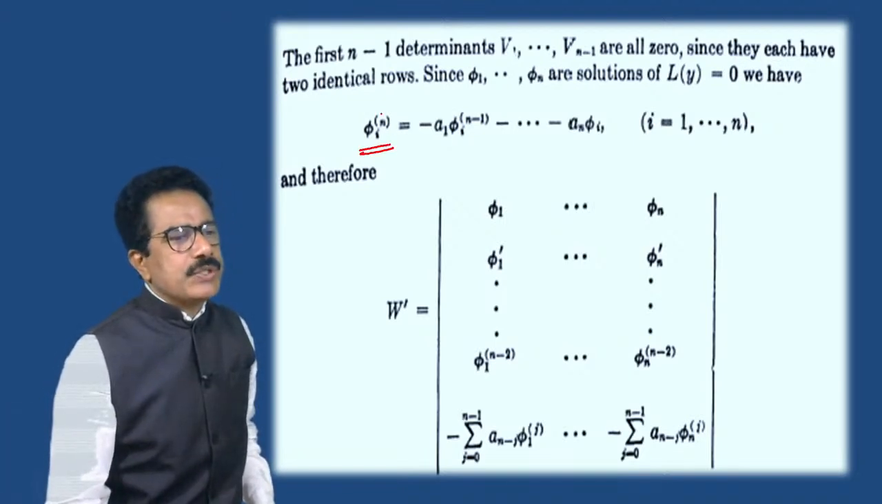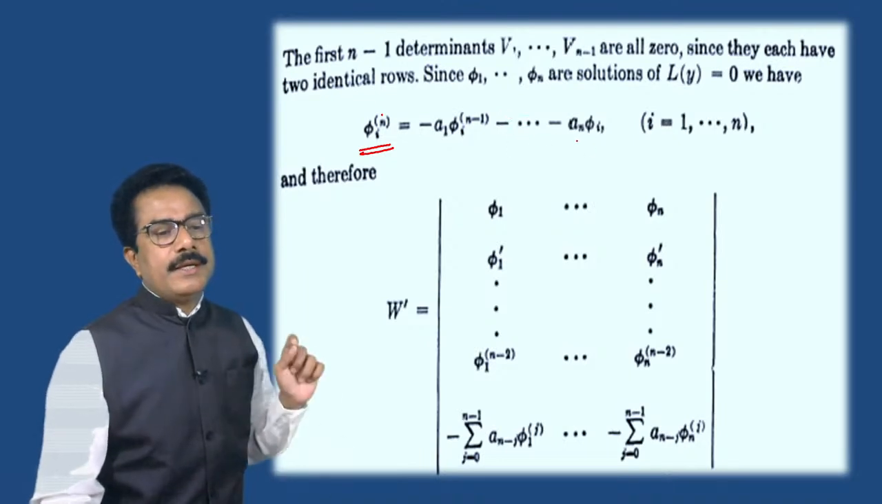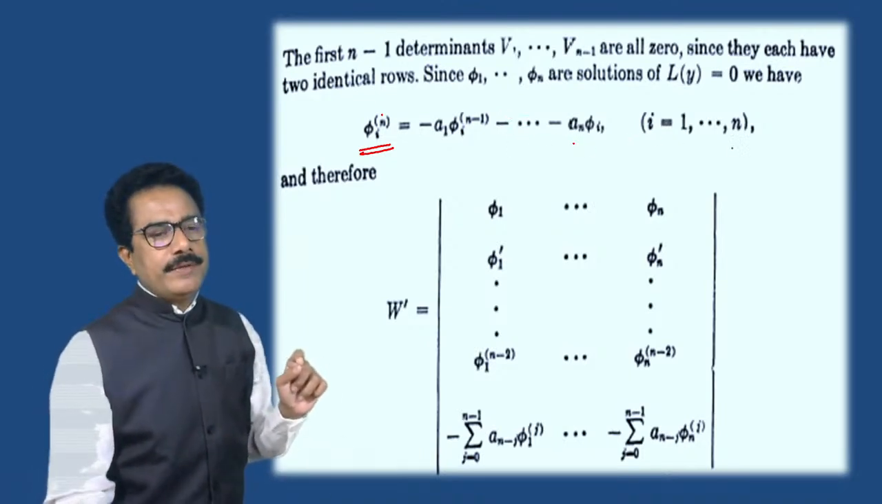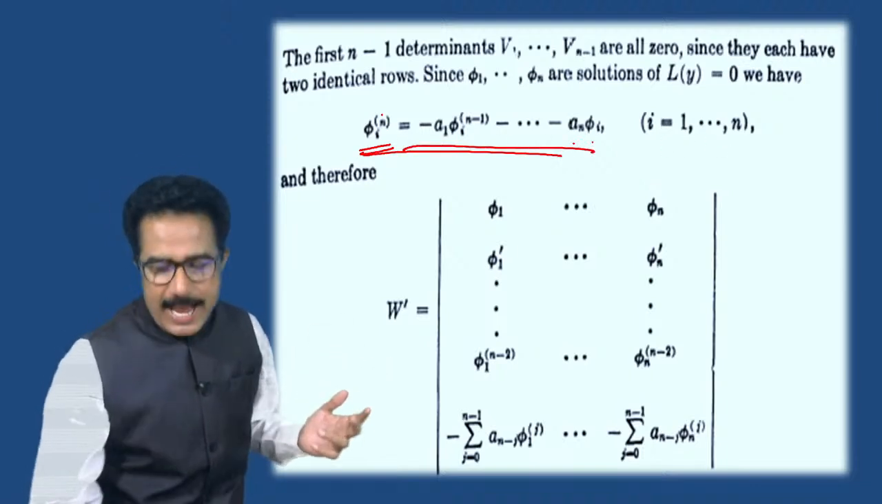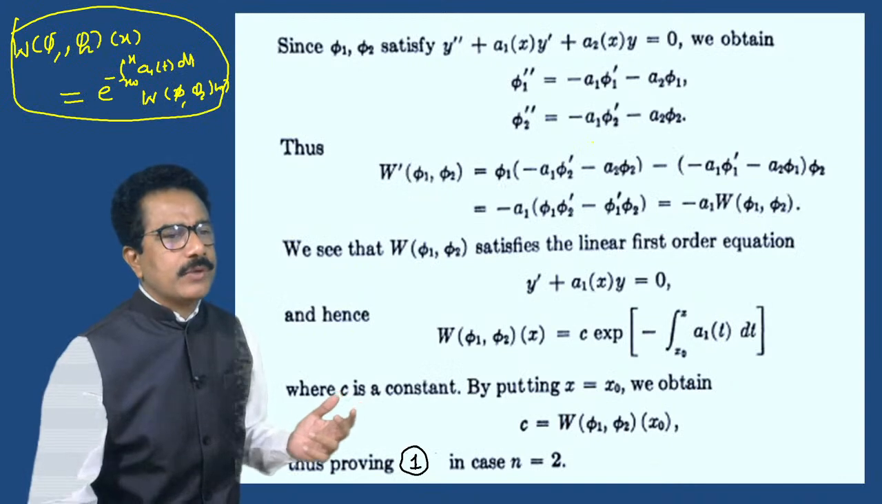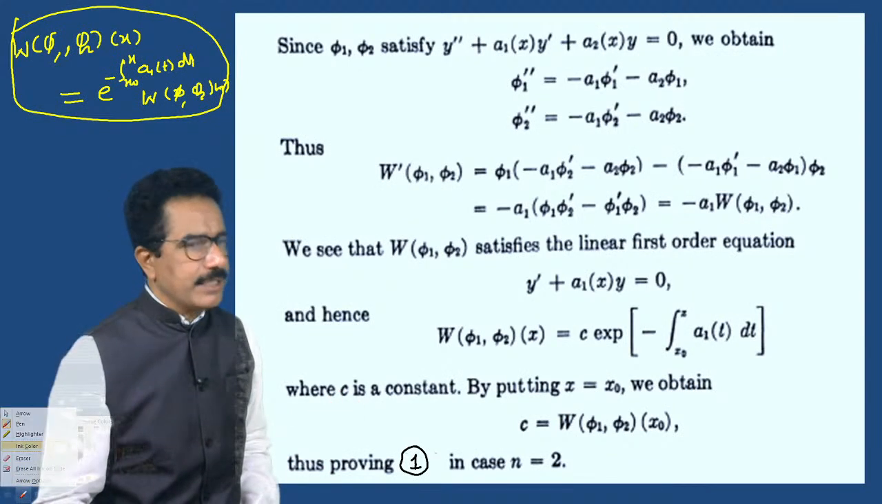Phi_i raised to n is equal to minus a1 phi_i raised to n minus 1 minus a2 phi_i raised to n minus 2, dot dot dot, minus an phi_i, for i equal to 1 to n. This is obtained from this. ये देखो, ये कैसा हमने लिया था, ये सेकंड ऑर्डर डिफरेंशियल इक्वेशन का.